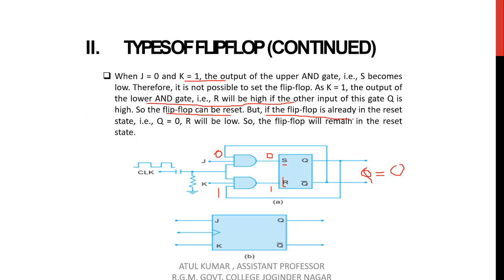And if the flip-flop is already in the reset state, that is, Q is already equal to 0, then R will be low. In that case, R will be low and the flip-flop will remain in the reset state.